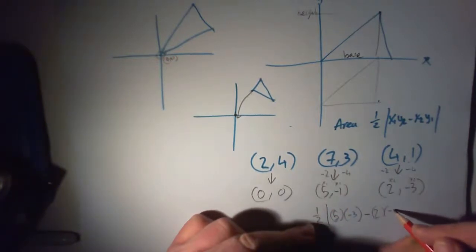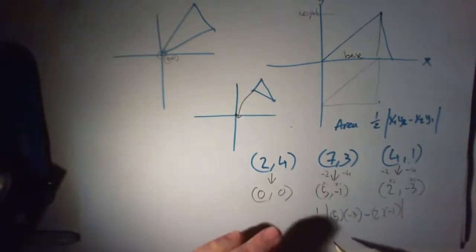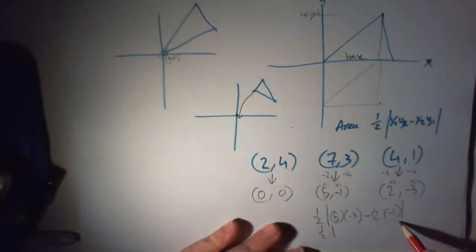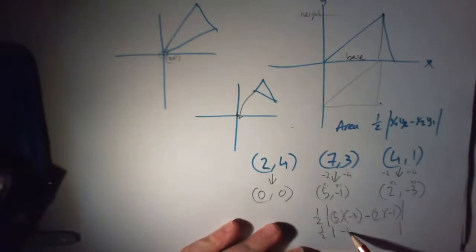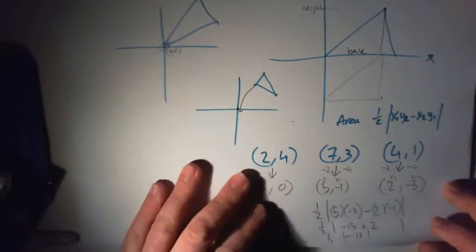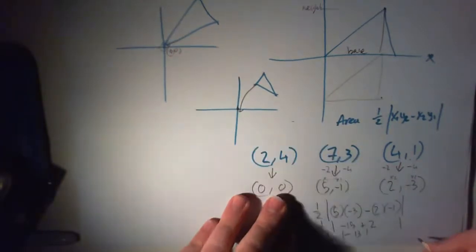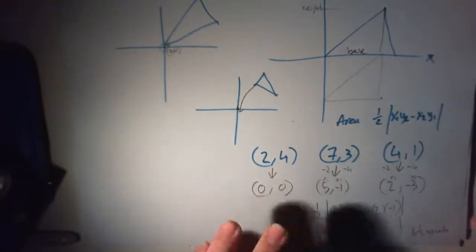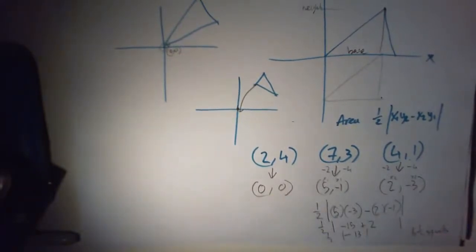Now you use your calculator, please. Okay, so that's half of the absolute value of negative 15, and that's going to be plus 2. It's going to be a negative 2 times a negative is a plus 2. So it's half of negative 13. So the absolute value of negative 13 is just 13. So half of 13 is 6.5 square units. Oh, there you go. A bit of fun.